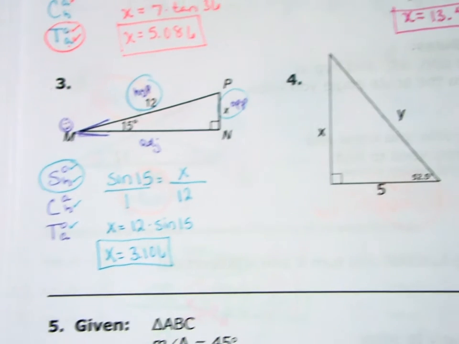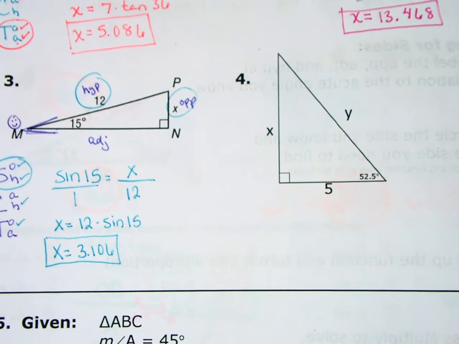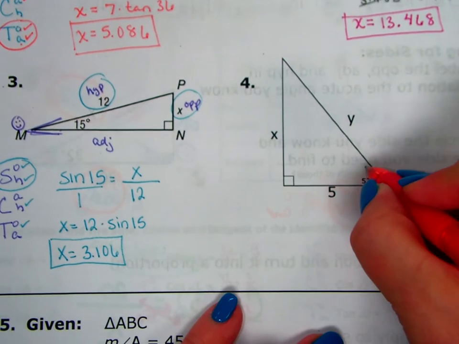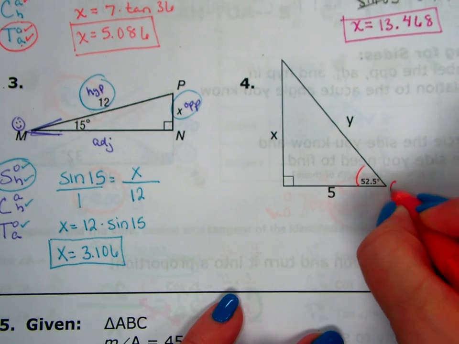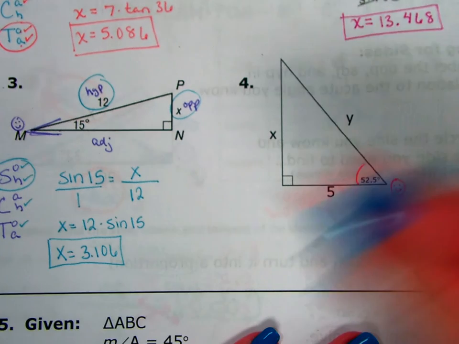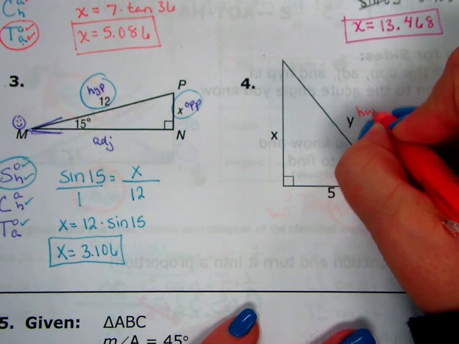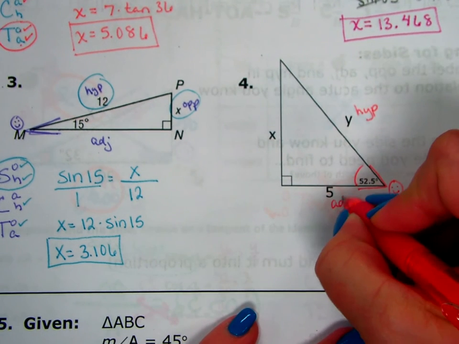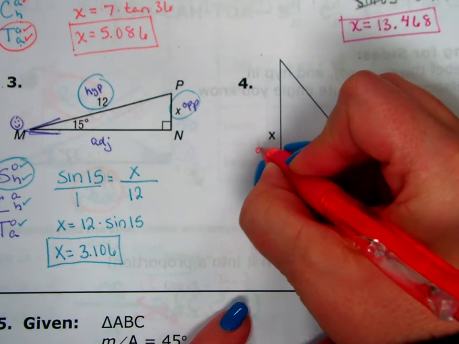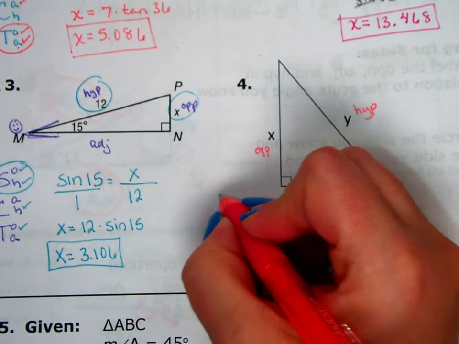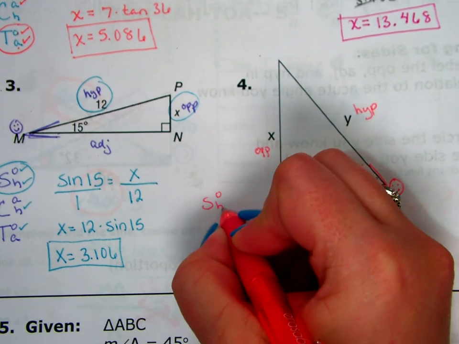All right, let's look at number 4. Number 4, which angle am I at? 52.5. What side's my hypotenuse? Which side's adjacent? So that means X is the side we're yelling at on the opposite side of the triangle. So TOA.